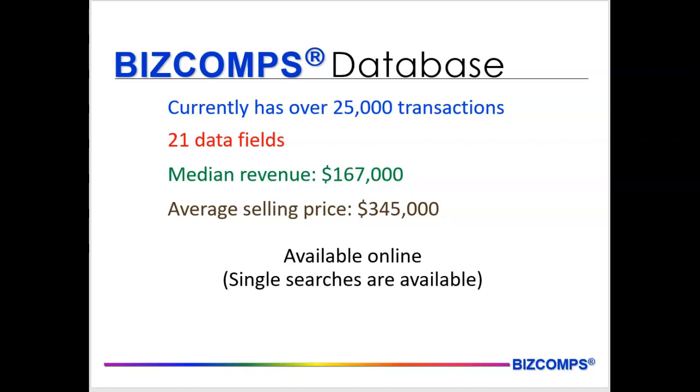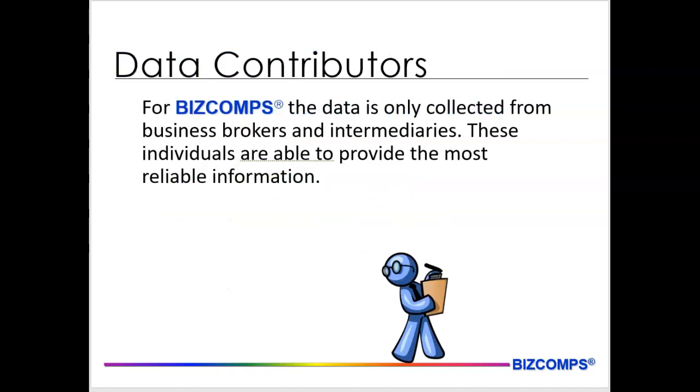$167,000, and an average selling price of $345,000, and it's available online both for single search or to buy the entire database. The contributors, as mentioned a moment ago for BIZCOMPS, come from those who are intimately involved in business sales. The data is collected from business brokers and business intermediaries, and these are individuals who provide the most reliable information. Again, Jack still has to vet this data, but the information comes from these individuals who know exactly what happened with that given transaction, which is why it's critical that they have that involvement.